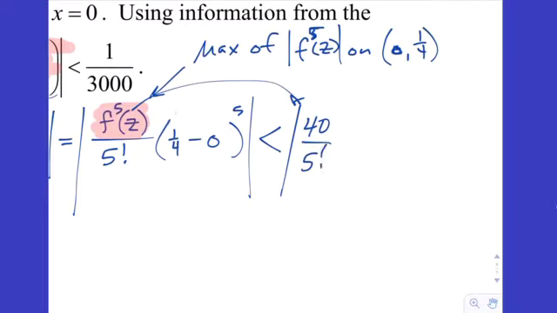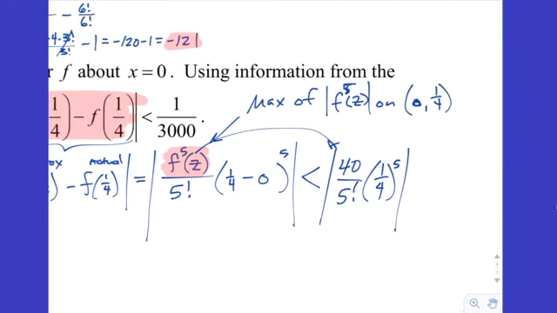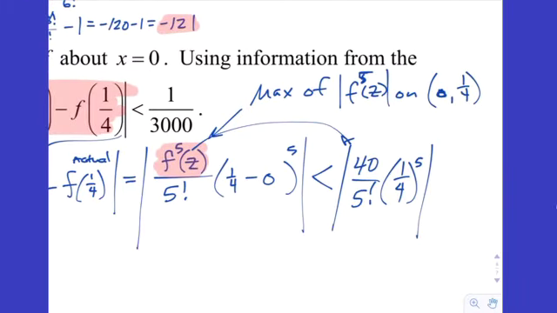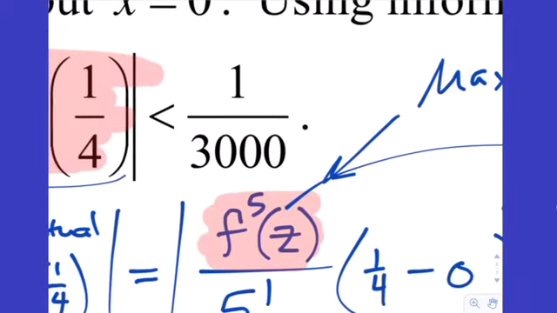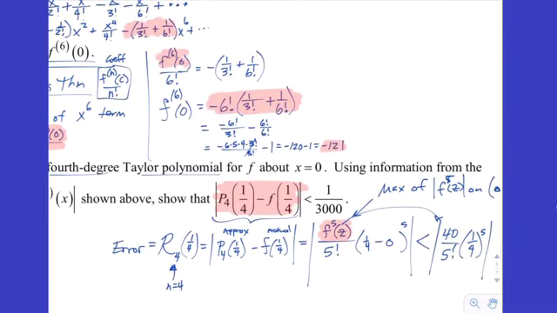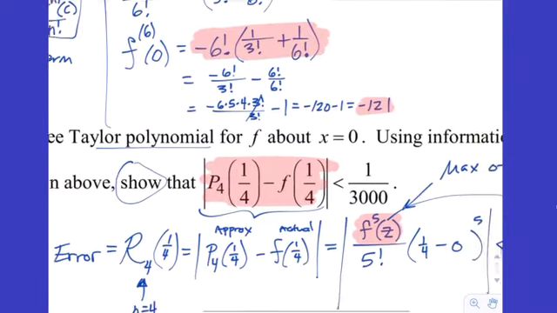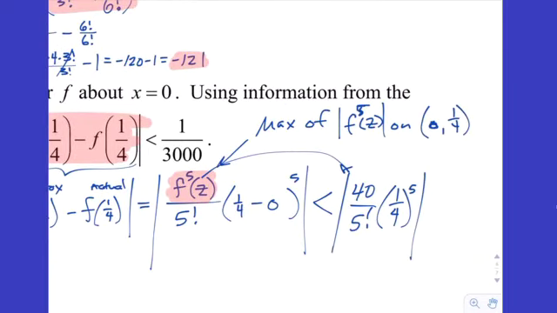I'm going to get rid of this. There we go. We simplify times 1/4 to the 5th power. Okay, and now we have to show that that number is less than what? 1/3000. And when it says to show, that means you actually need to do a little bit of work.